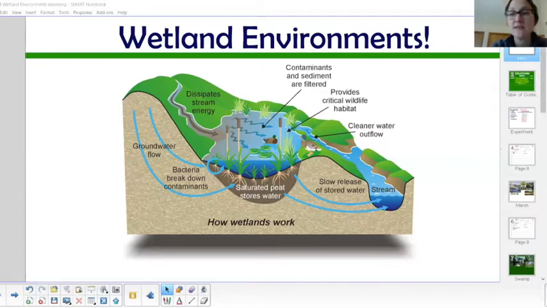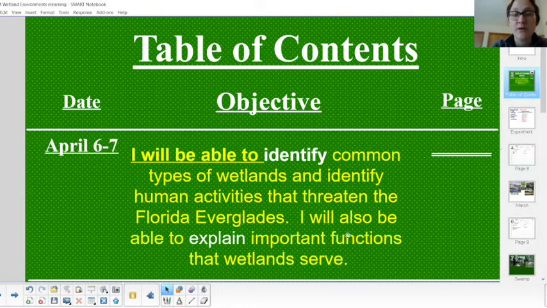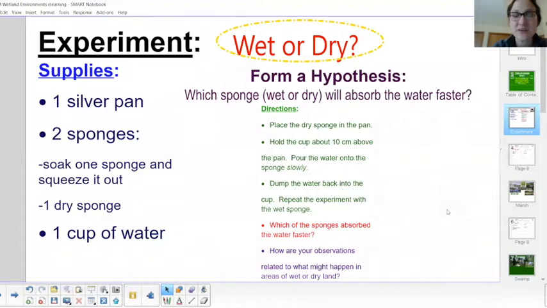As we begin today and tomorrow, we're going to identify common types of wetlands, identify human activities that threaten the Florida Everglades, and explain the important functions that wetlands serve. We're going to start with an experiment. You're welcome to do this experiment at home. Here are the supplies you need, and this is the question we're going to ask: which sponge, wet or dry, will absorb the water faster?